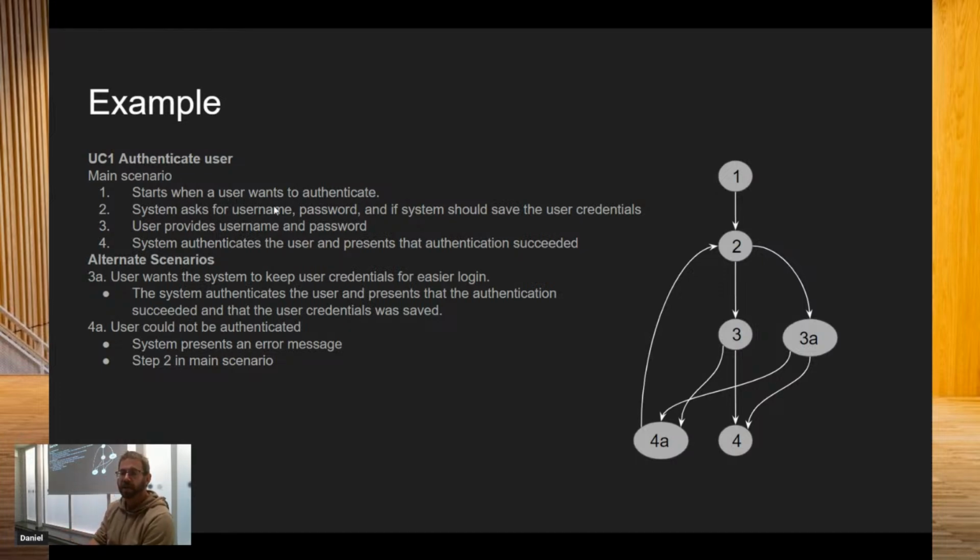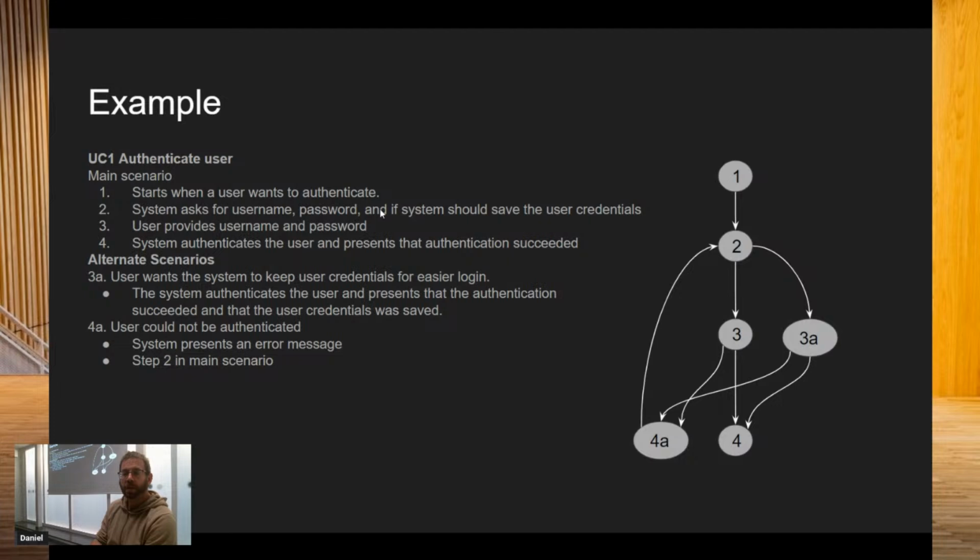When the system asks for a username and password, this is an abstract way of saying perhaps the system provides a login dialog or a login form. So this is step 2, and then step 3, the user provides username and password. Then step 4 is the system authenticates the user and presents that authentication succeeded. That is the end of the use case, or this main success scenario. Then we have alternate ways through this, and we have 2 different ways.